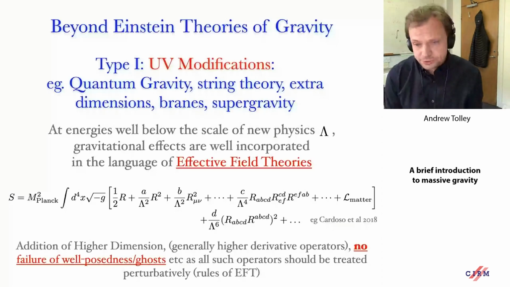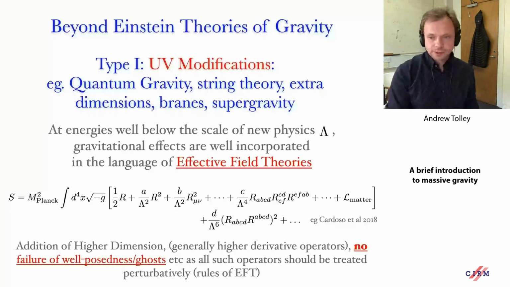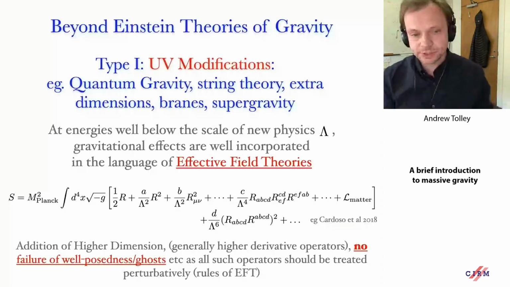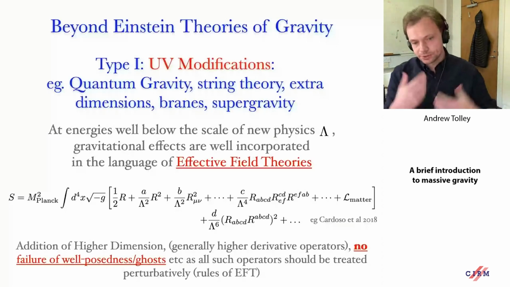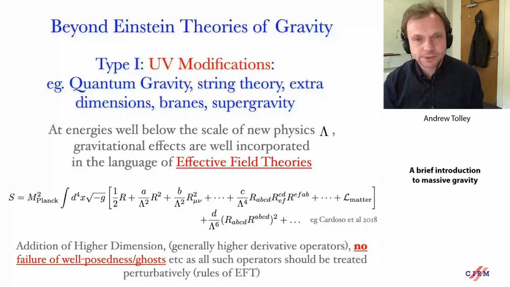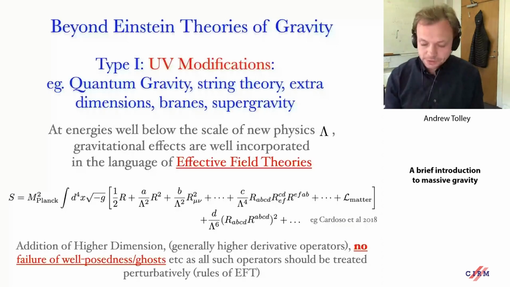By construction, or by the language of effective field theory, all these extra operators should be treated as small perturbative corrections to the leading low energy parts, which is just the Einstein-Hilbert action plus the possible cosmological constant. And so this is pretty well understood, how to think about ultraviolet modifications to general relativity.